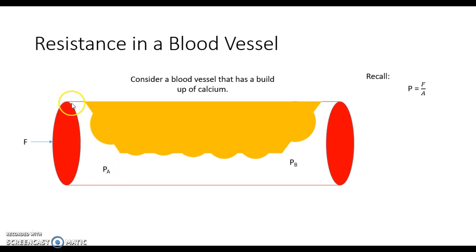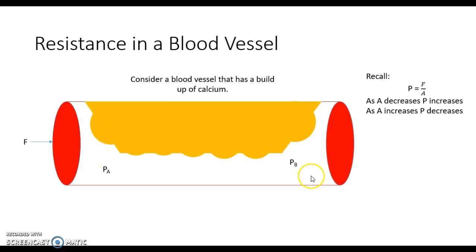Now, what you'll notice is that the cross-sectional area, if this has calcium in it, is actually going to get smaller and smaller as you go from left to right in the blood vessel. Now remember, because the cross-sectional area is in a denominator, you have an inverse relationship between these two. And so as the cross-sectional area decreases, the pressure over here increases.